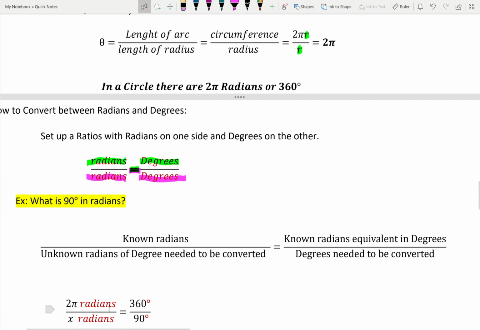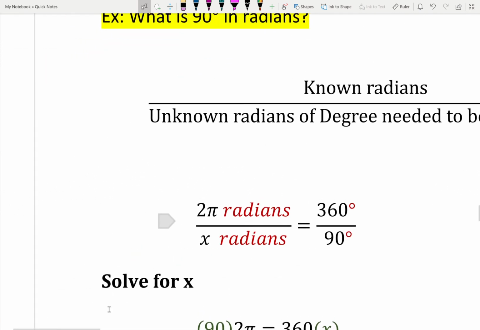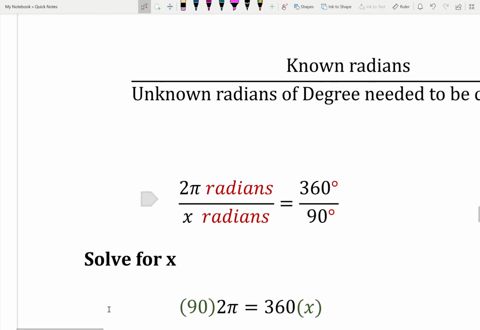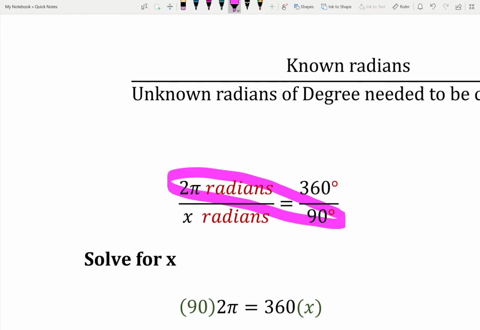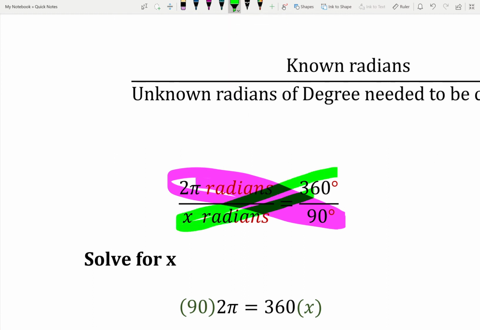All right. The only thing is that we don't know x. So let's go ahead and solve for x. Okay, so the first thing I'm going to do here is cross multiply. Cross multiply means I'm going to multiply these guys together, and then I'm going to multiply these two together. See, I'm making a cross. I'm making an x. I'm cross multiplying. So therefore, I have 2 pi times 90, and then I have 360 times x.